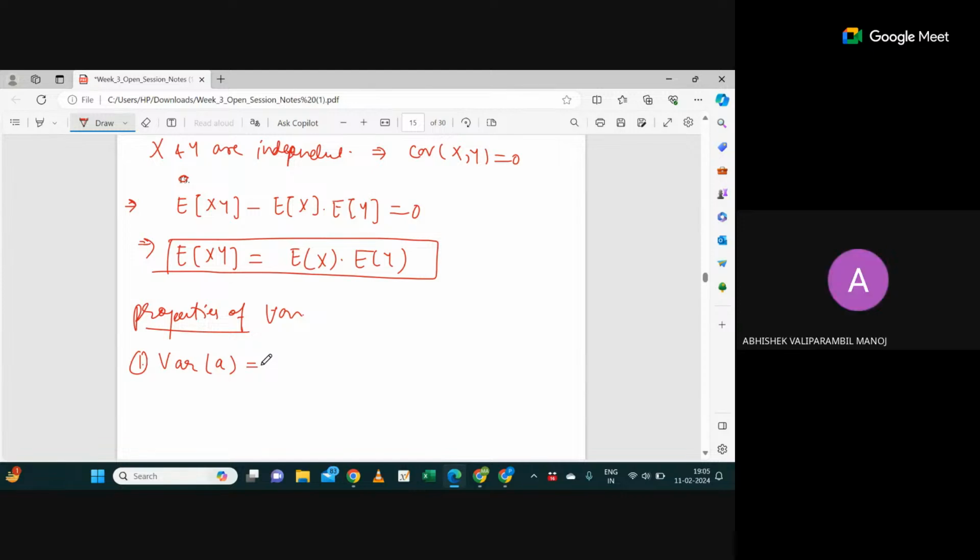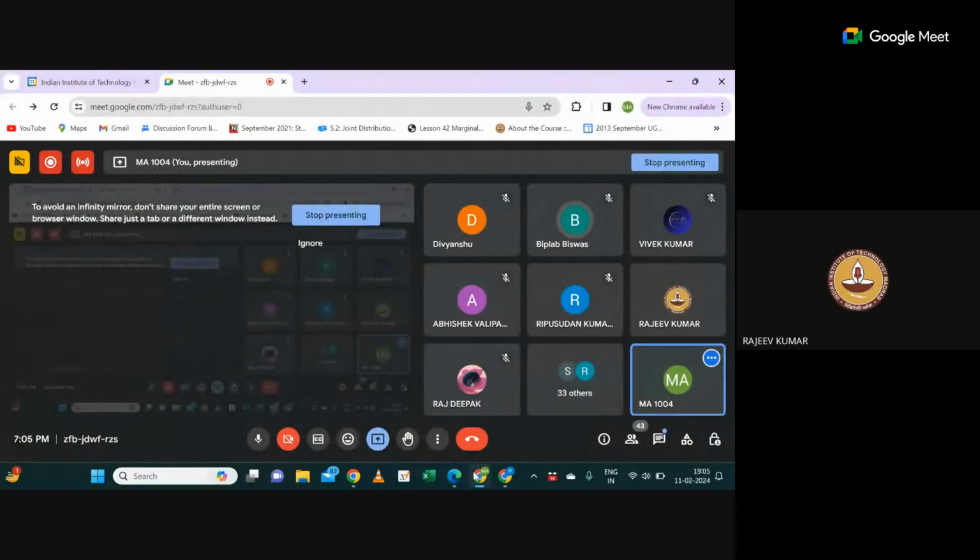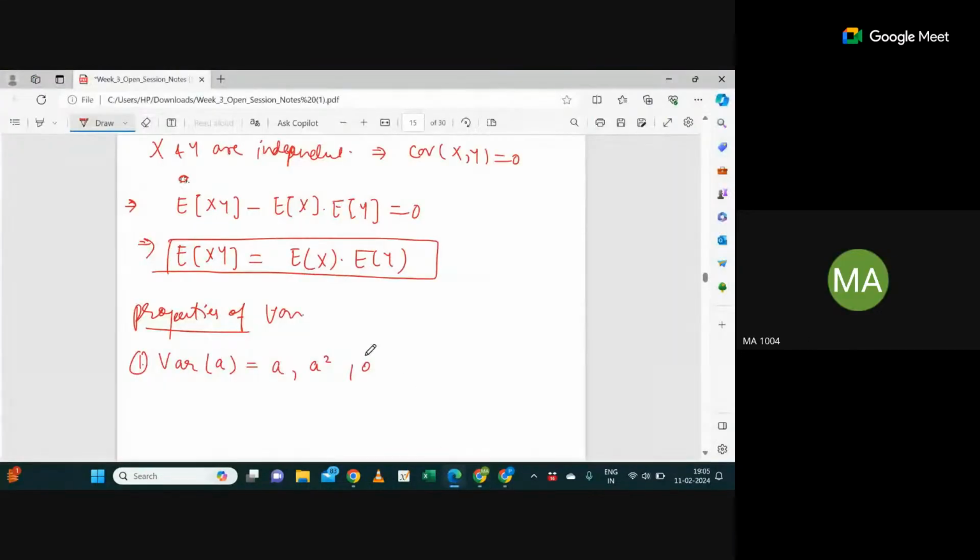A square. Someone say a square. Anybody else? 0, sir. Who said 0? Me, sir, Rajiv. Okay, yes, it's actually correct.